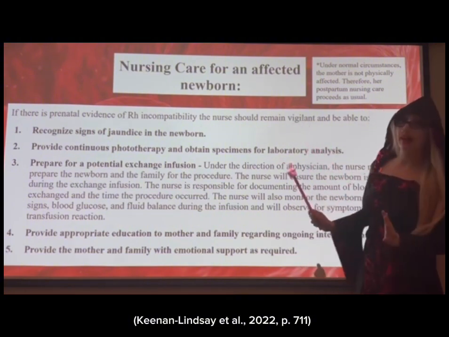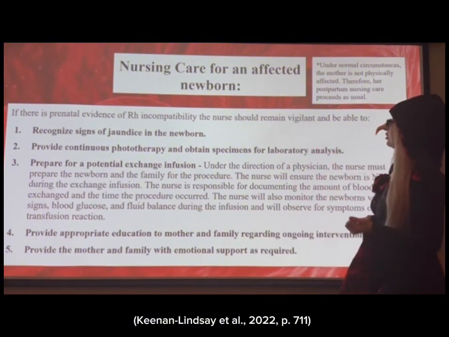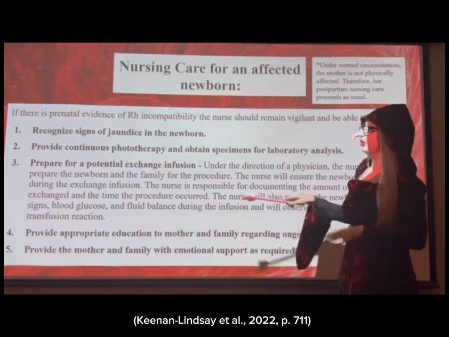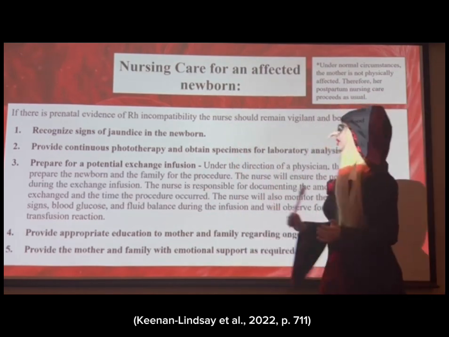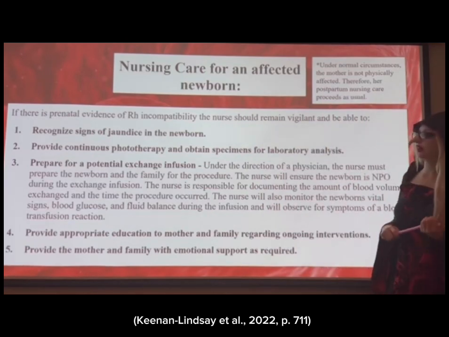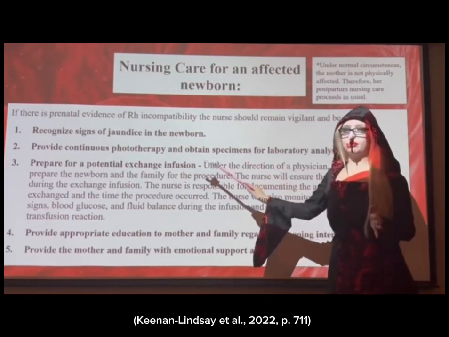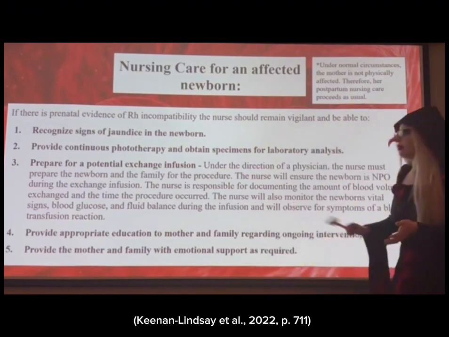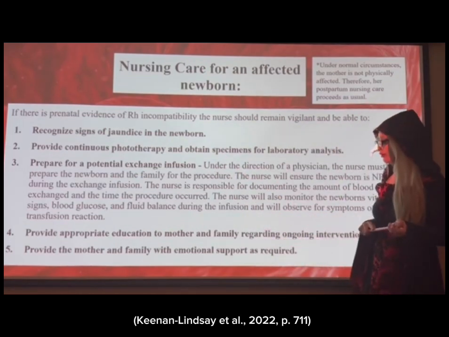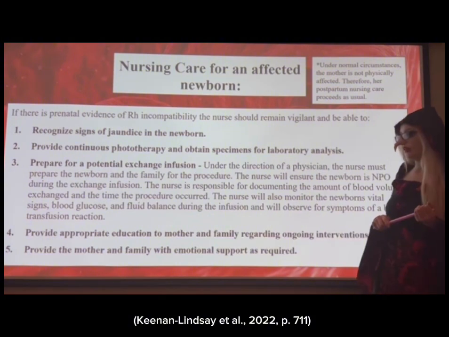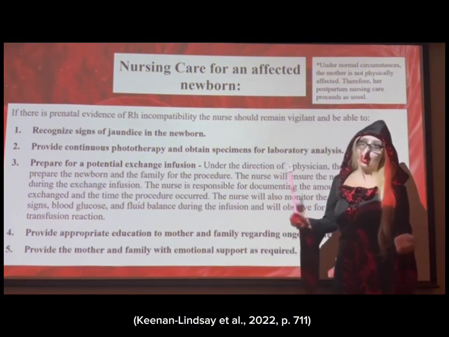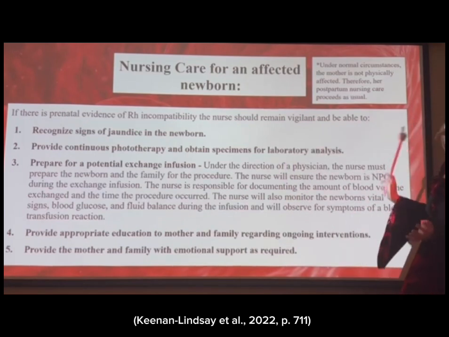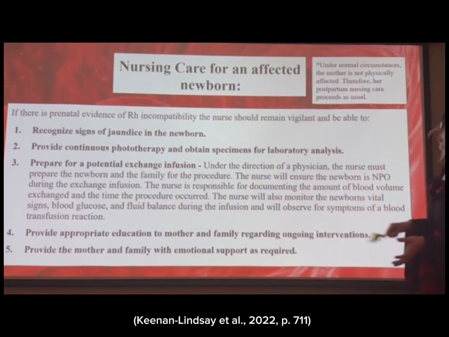Nursing care for an affected newborn. If there's prenatal evidence of an Rh incompatibility, the nurse should remain vigilant and be able to recognize signs of jaundice in the newborn, provide continuous phototherapy, and obtain specimens for laboratory analysis, prepare for a potential exchange infusion, provide appropriate education to mother and family regarding ongoing interventions, provide the mother and family with emotional support as required. Under normal circumstances, the mother is not physically affected, therefore her postpartum nursing care proceeds as usual.